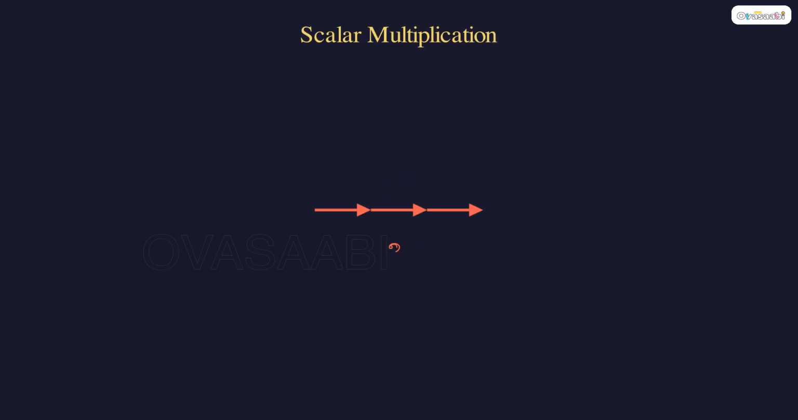When we write 3i, we mean 3 steps in the i direction. The number 3 is called a scalar. It tells us how many.